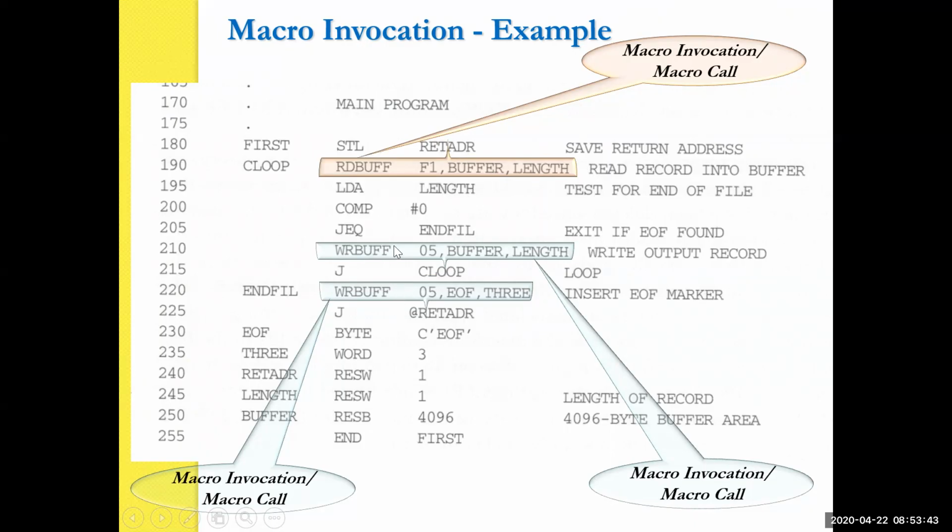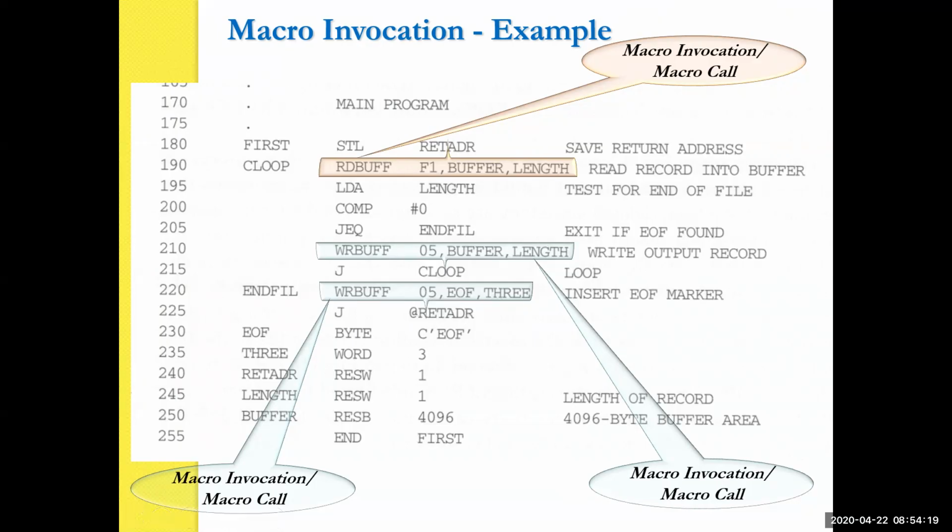You may see that the macro WRBUFF is invoked at two places, at line number 210 and line number 220. The first macro invocation uses the arguments 05, BUFFER, and LENGTH, while the second uses arguments 05, EOF, and 3. 05 indicates the output device address, BUFFER indicates the address of the memory location from where the reading has to be done, and LENGTH indicates the record length.